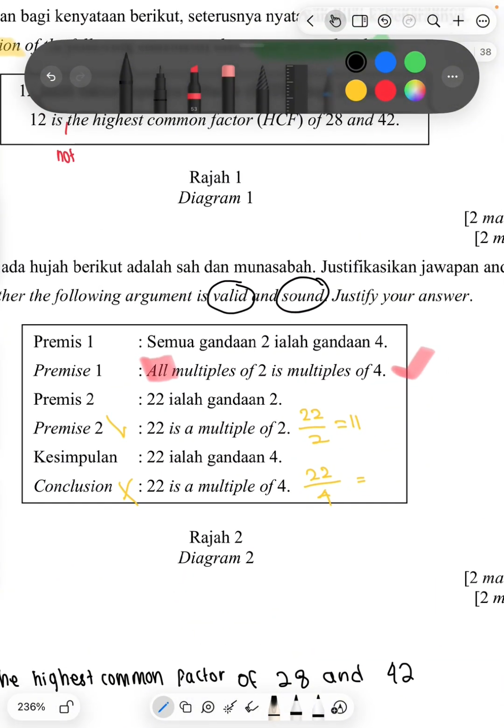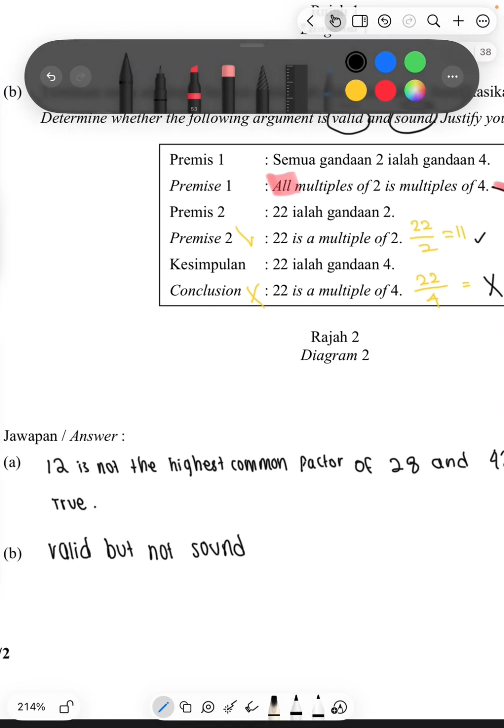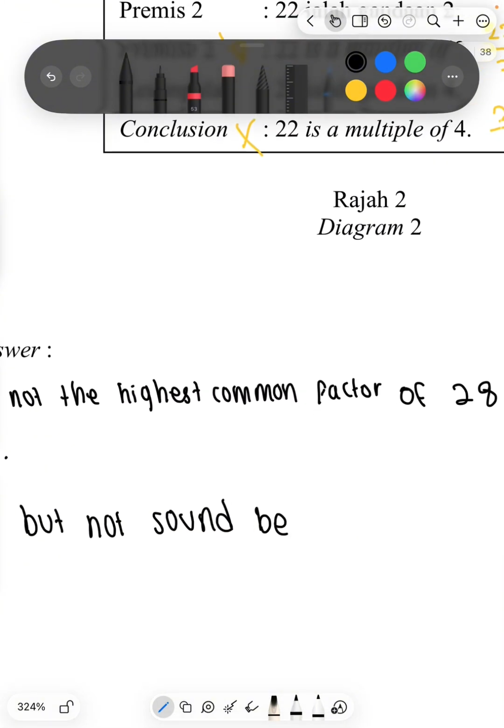So let me read. All multiples of 2 are multiples of 4. This is already wrong as well. This is wrong. This is true. This is also wrong. So it means valid but not sound, because not all the premises are true. Something like this.